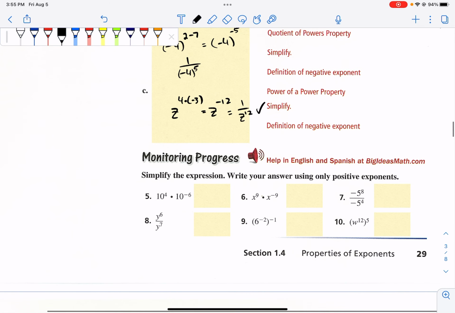I want you to try number 5, 6, 7, 8, 9, and 10. Try all 6 of those. Take 3 minutes, pause the video, come back when you think you have the answers.